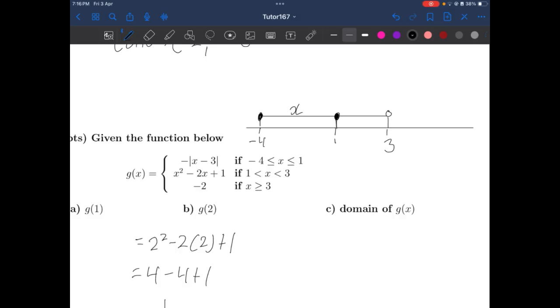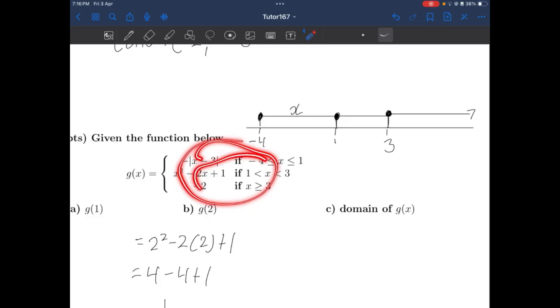Next one, if x is greater than or equal to 3. So right here, and then close circle because it's greater than or equal to 3. And if x is greater than or equal to, so it's going this way and that way. This is the way I draw it solely to explain the domain of a piecewise function. This isn't the most technical way to explain it, but this is how I explain it to get a student to understand piecewise function.